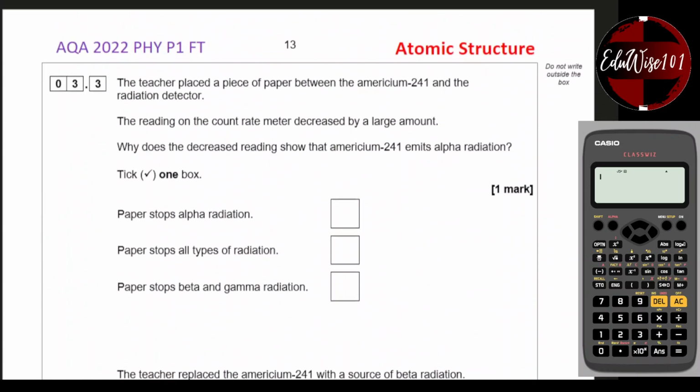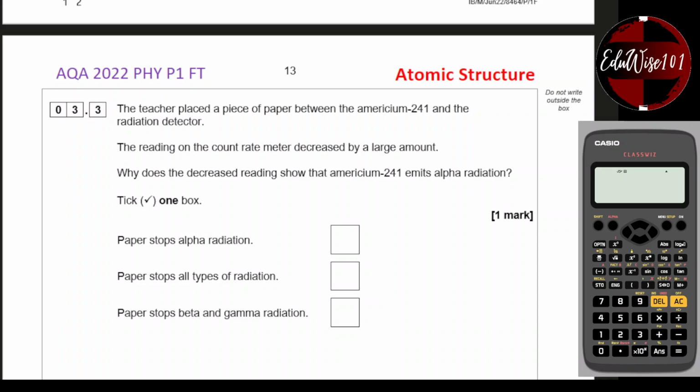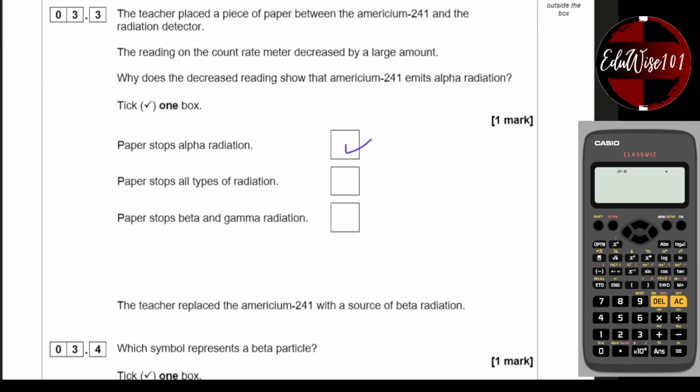So, going back to our question again, the reading on the count rate meter decreased by a large amount. Why does the decreased reading show that the americium emits alpha radiation? Paper stops alpha radiation. Right? Paper stops all types of radiation? That's not true. Beta and gamma can go through. Paper does not stop beta and gamma. It'll actually go through.